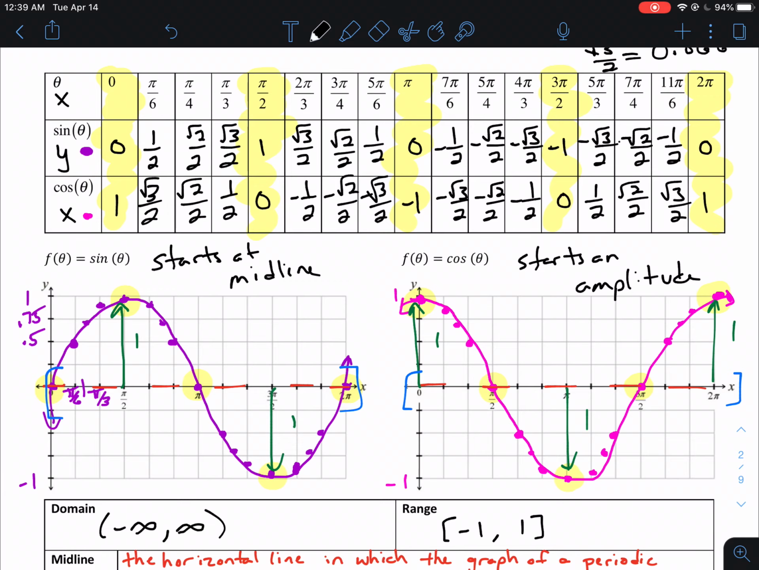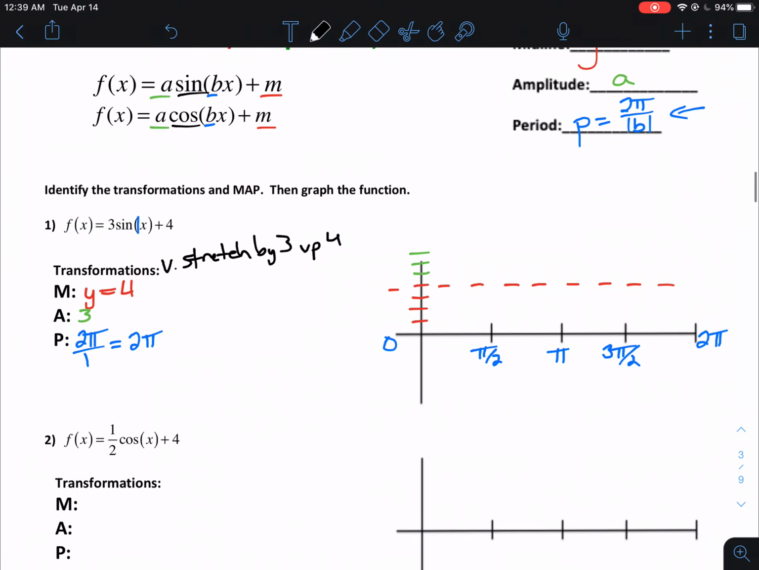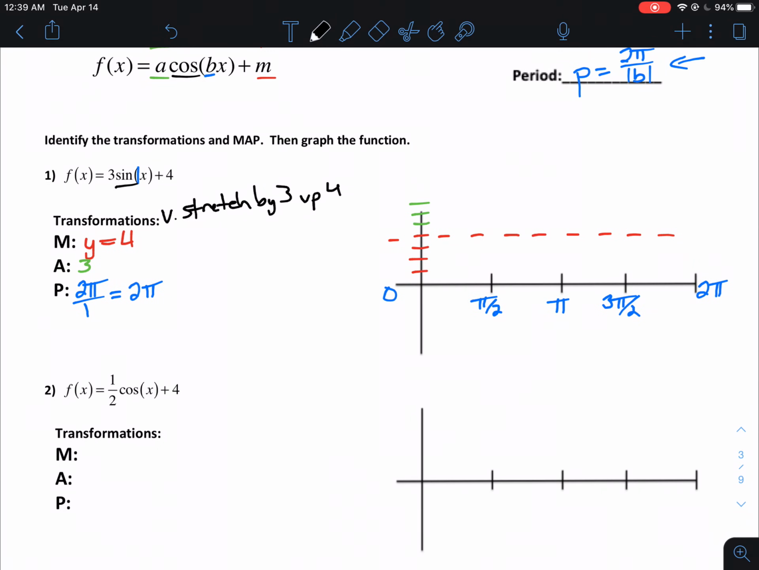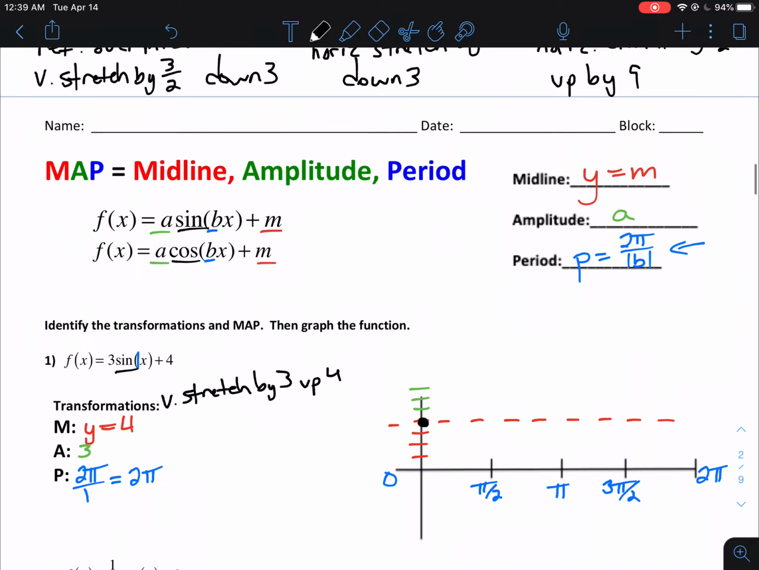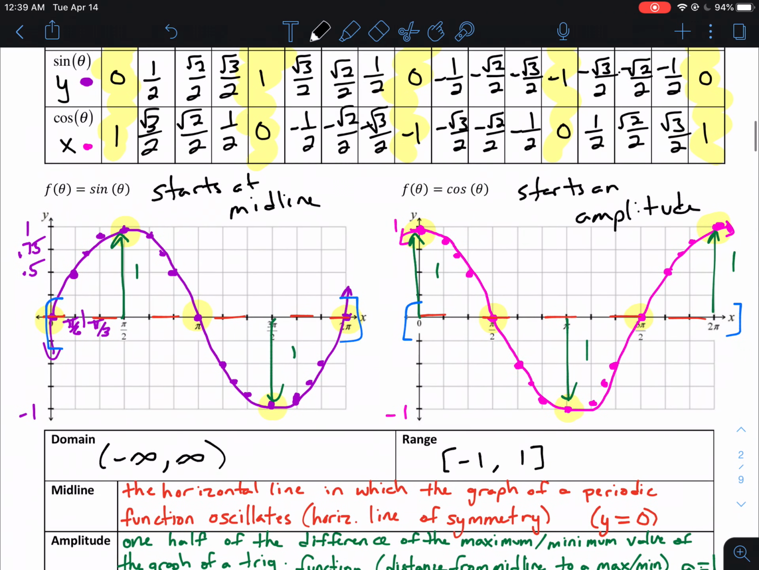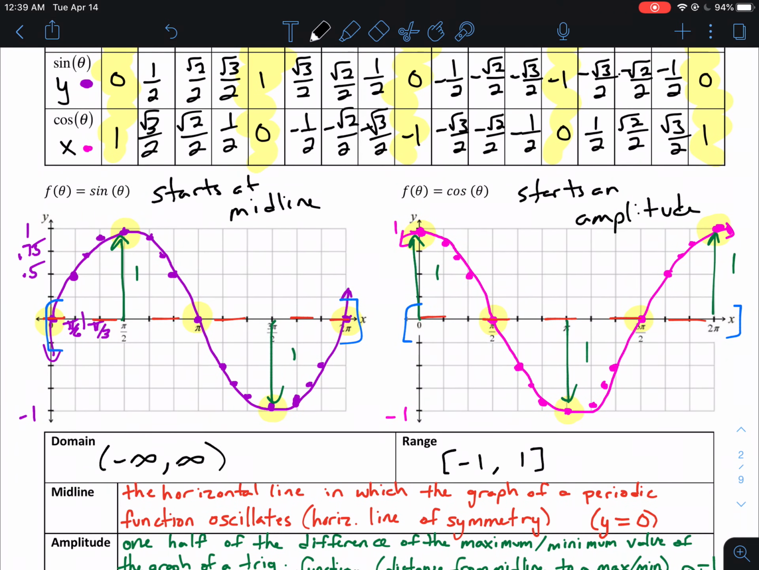Okay, so going back to the example we were just working on. In this case, we have sine. What that means is that our first point is going to be on our midline. Now from that point, we're going to follow the exact same pattern. Notice that from our midline, starting at this point here, we went up by 1 amplitude, down by an amplitude, down by an amplitude, up by an amplitude.